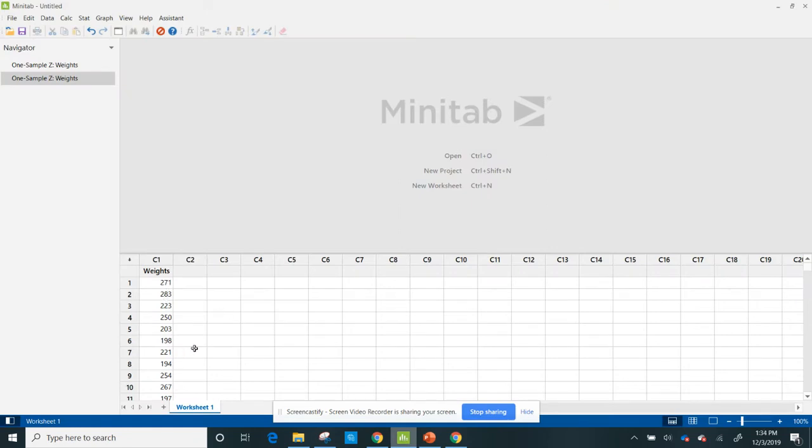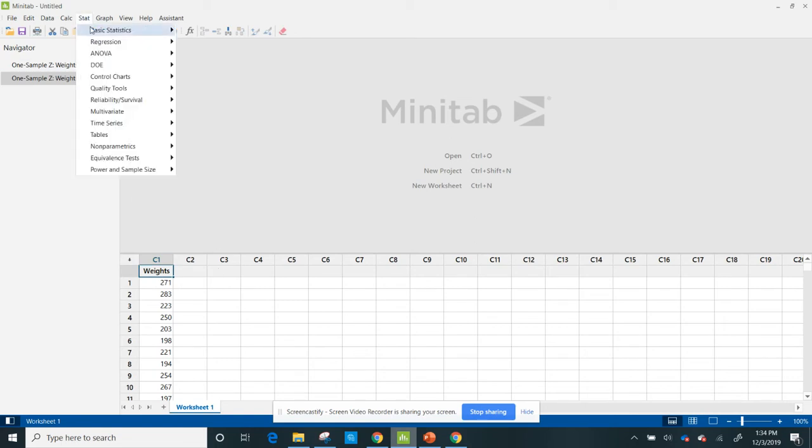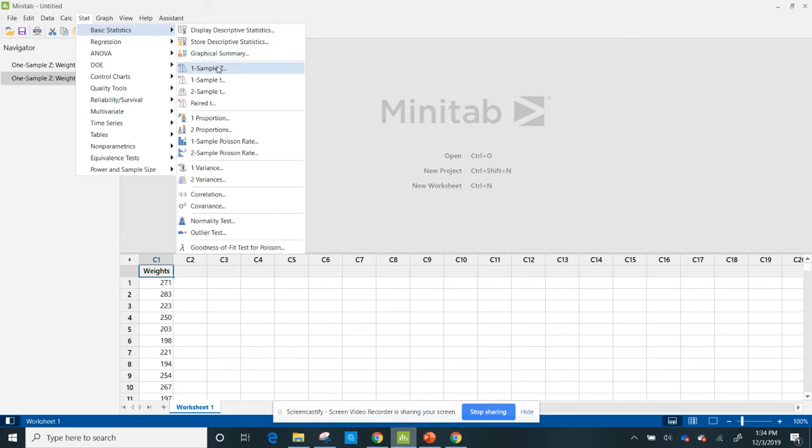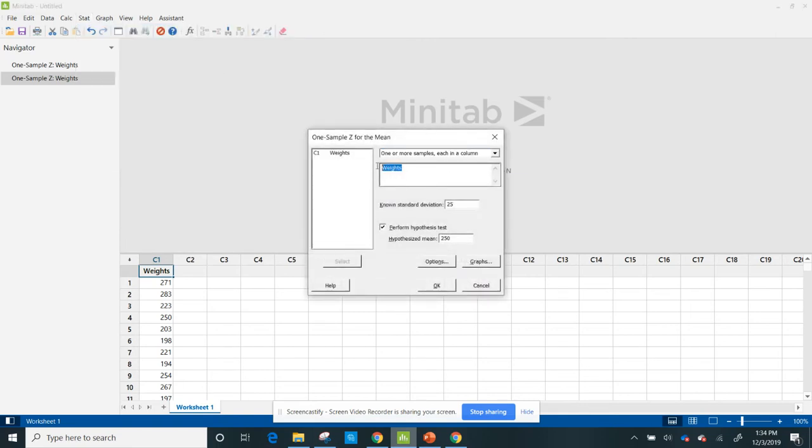And if you see here, I already have my weights in there. I went ahead and put it in C1. I labeled it as weights, and then I put the values down. I'm going to go to Stats, Basic Statistics, One Sample Z-Test. I click on it, and what I want to do is I can either do one or more samples, or I can do summarized data.